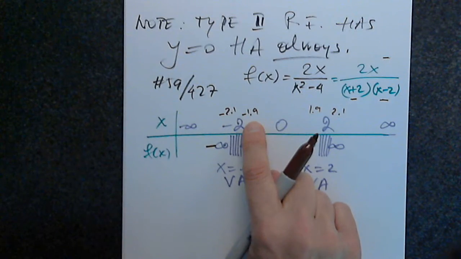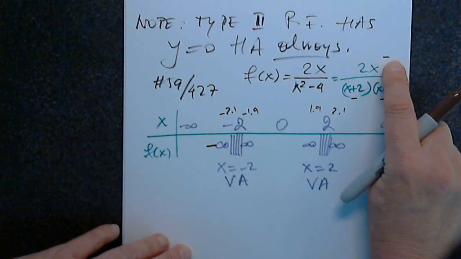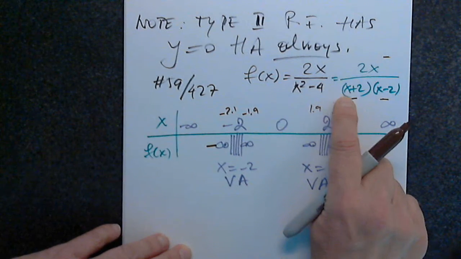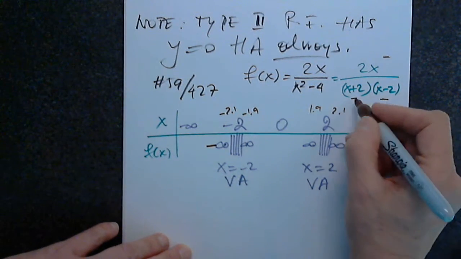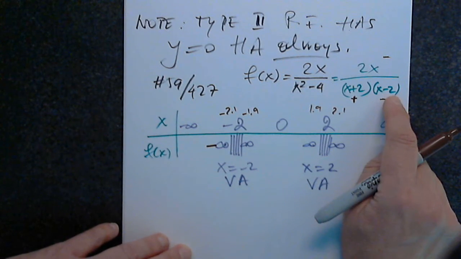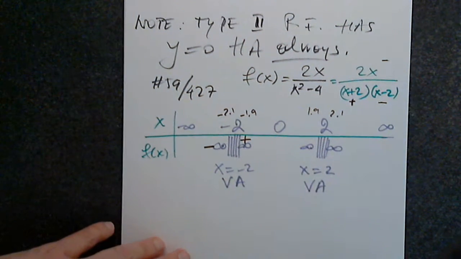We move on to negative 1.9. 2 times negative 1.9. Just the sign. Careful. Negative 1.9 plus 2. Positive. Excellent. Negative 1.9 minus 2. Negative. But now we have 2 negatives. Positive. Excellent.